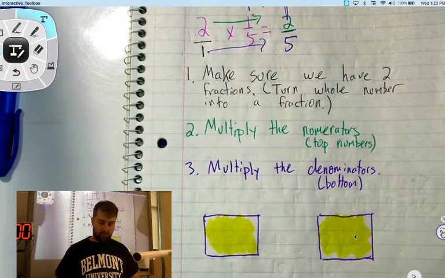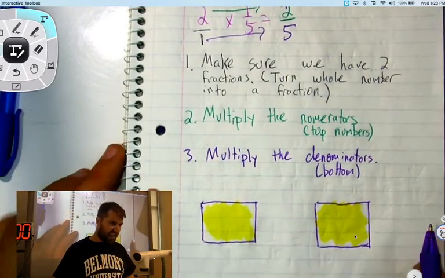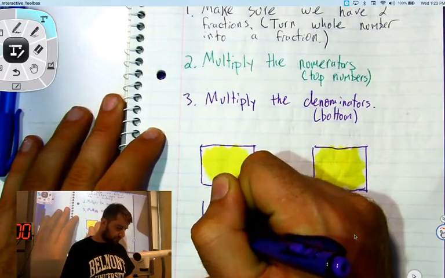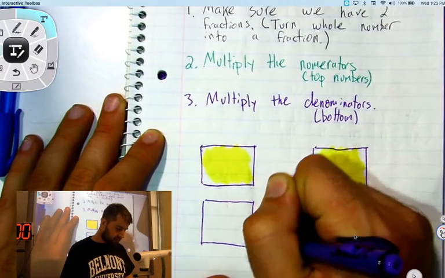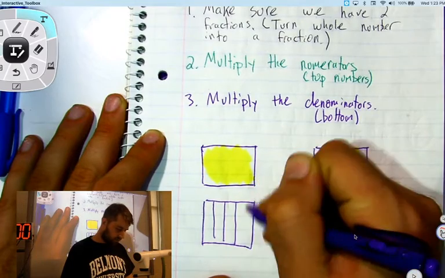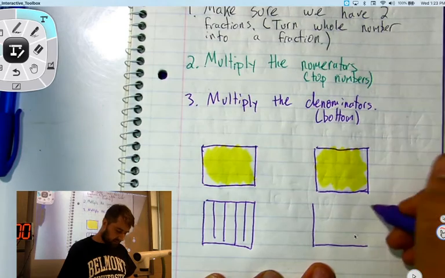So now we have our 2 wholes. Our result was 2/5, and that was because when we multiplied each of these by 1/5, we were splitting each of the cakes into 5 pieces. 1, 2, 3, 4, 5. And then we got 1 of each of those cakes.